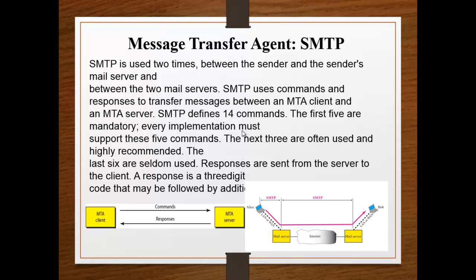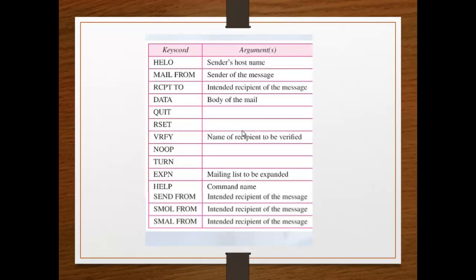Responses are sent from the server to the client. The response is a 3-digit code that is followed by the information. So if you see the first 5 commands, that is HELO, MAIL FROM, RCPT TO, DATA, and QUIT. HELO is nothing but the sender's host name, MAIL FROM is the sender of the message, RCPT TO is the intended recipient of the message, DATA is the body of the message, and QUIT is to terminate the connection. So only these 5 commands we will normally use in all cases, whereas the other commands are not used in normal cases. They are very rarely used.